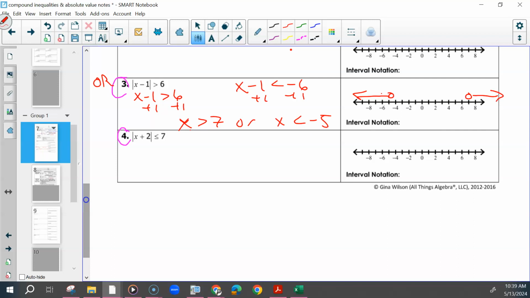What's nice about these is they will either both be closed or both be open depending on the problem. So interval notation, just for practice, starts at -infinity, stops at -5, it's open, so just parentheses, or starts again at 7, goes to infinity, both parentheses. Any questions about that? Did we want to see 4?